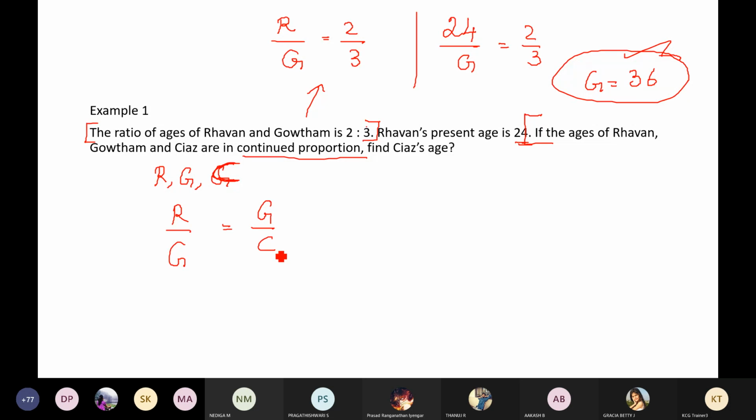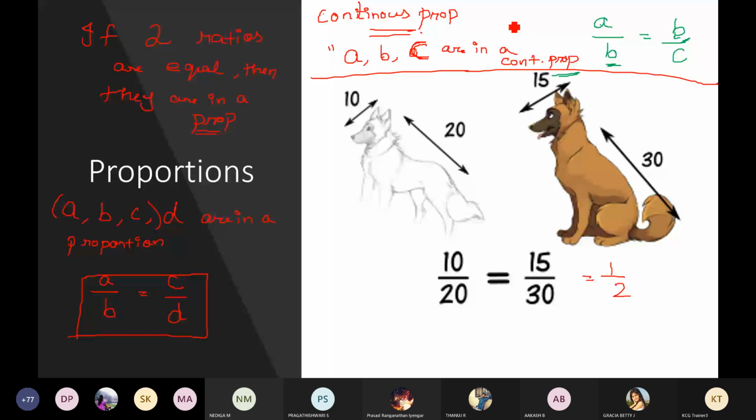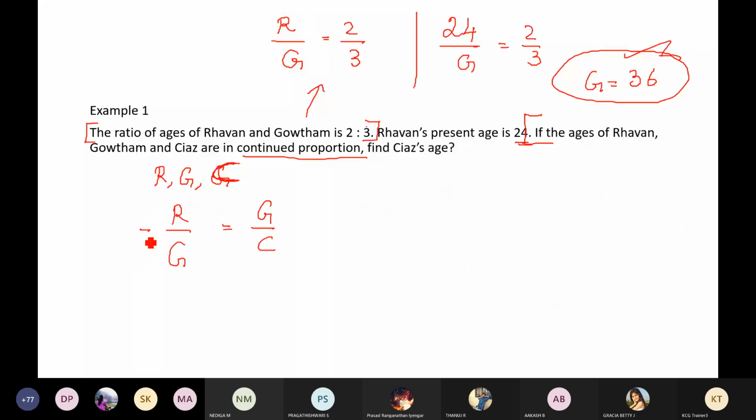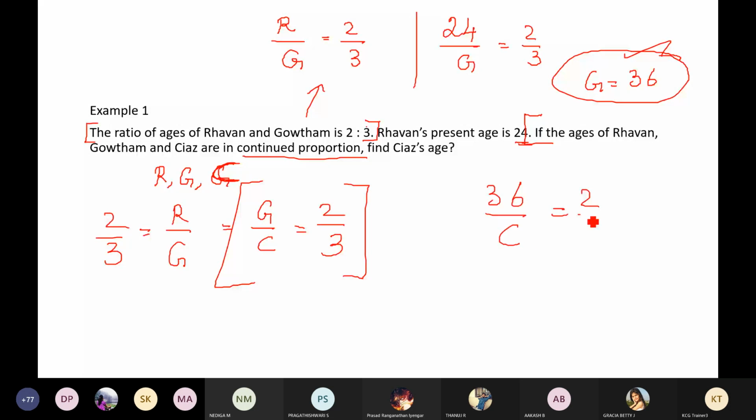And I already know R by G equals 2 by 3. So then G by C should also be 2 by 3. Just take this and substitute G is equal to 36. So 36 divided by C is equal to 2 by 3. Cancel it out. What do you get? 18. 18 threes are 54. Clear now, buddy?